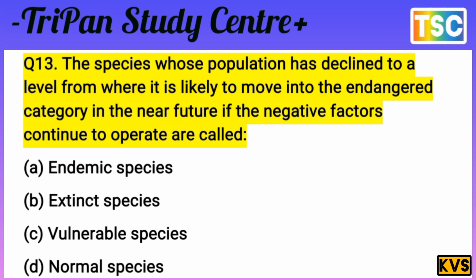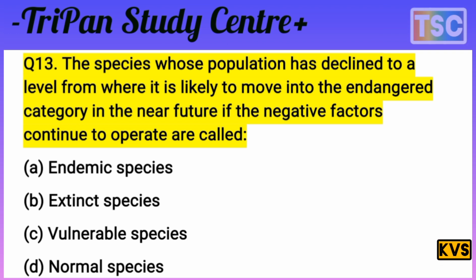You must have a thought of your answer. Let's see what is our answer for this question here. The question is clear here. The species whose population has declined to a level from where it is likely to be moved into the endangered category in the near future, if the negative factors continue to operate, is called what? Those are the options.